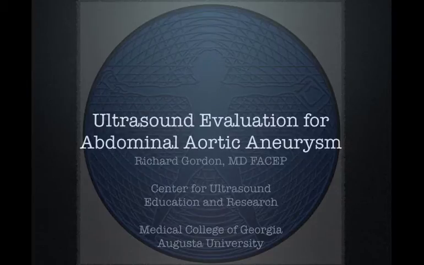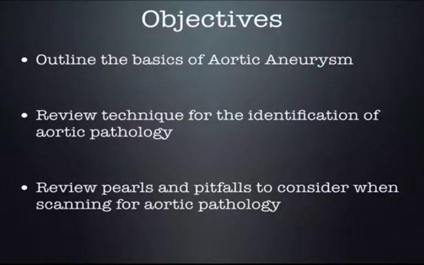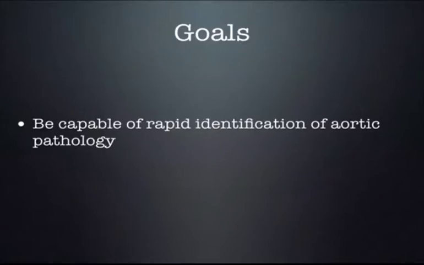Welcome to the presentation on ultrasound evaluation for abdominal aortic aneurysm. The objectives of this presentation are to review the basics of aortic aneurysm. We'll review the ultrasound technique for the identification of aortic pathology, both aortic aneurysm and a little bit on aortic dissection. We'll review the pearls and pitfalls to consider when scanning for aortic pathology, and hopefully by the end of this presentation, you'll be capable of rapidly identifying aortic pathology with point-of-care ultrasound.